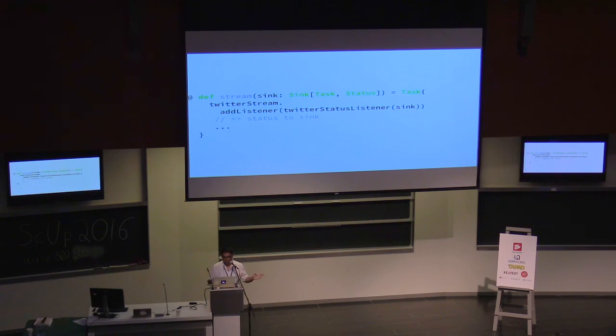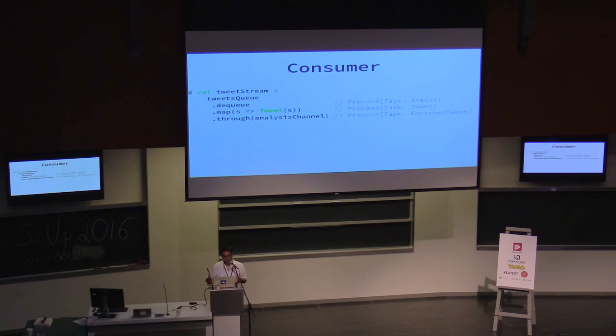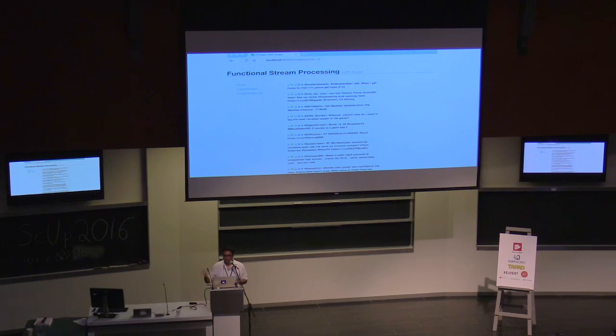So basically, we have the sink now, and every time there is a status coming from the Twitter stream, it pushes it to the sink. The way we can build the producer is that we can start running it asynchronously and connect it with the sink. On the consumer side, we do exactly the same thing. The queue has a process which you can use to get a stream of status, and then you can map it to a tweet and pass it through your analysis channel to get a sentiment and retweet count. I'd like to point out that you can use most of the stuff from your previous pipeline as it is. When you connect it with another WebSocket endpoint, it will continuously connect to the live Twitter stream, do some query on it and return some result from it.